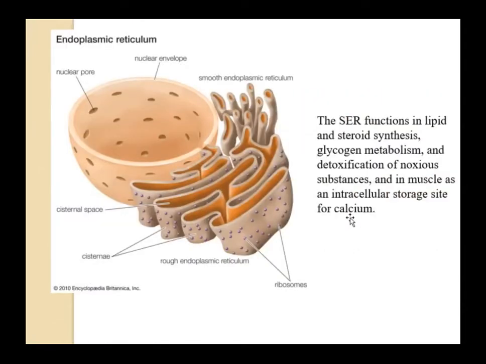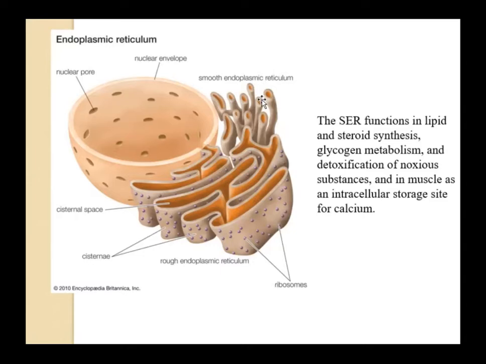We know that we have two types of endoplasmic reticulum, that is the smooth one and the rough, which is started with the ribosomes. The smooth endoplasmic reticulum functions in lipid and steroid synthesis, also in glycogen metabolism and detoxification of toxic substances, drugs, for example, if it takes place in the liver. Another important function of the smooth endoplasmic reticulum is storage of calcium ions, which is very important in muscle tissue.